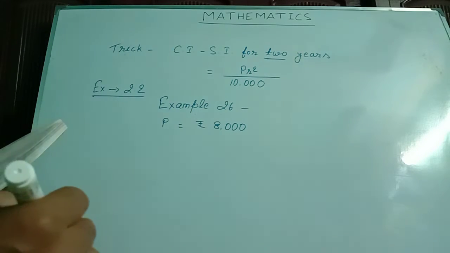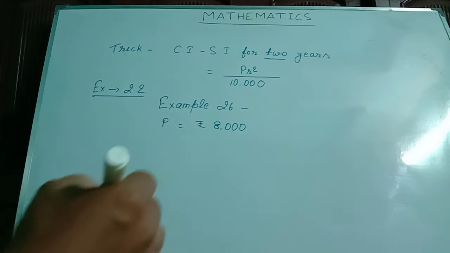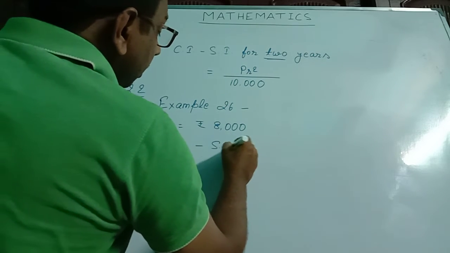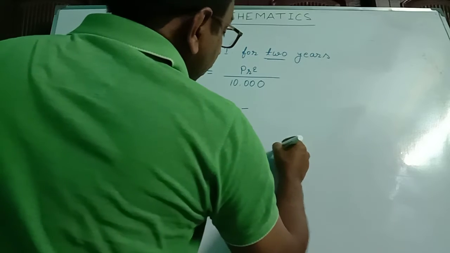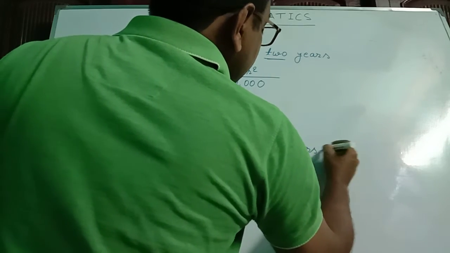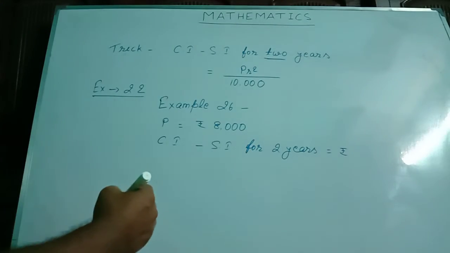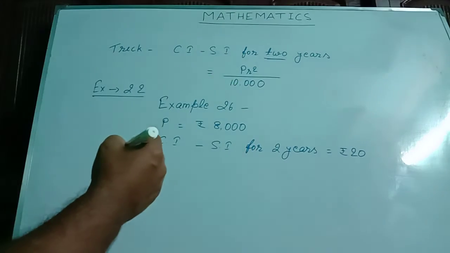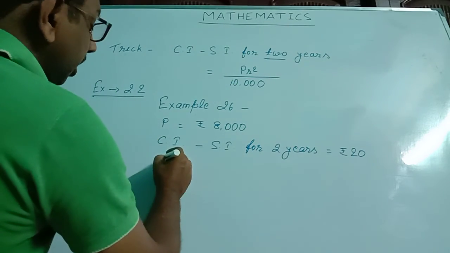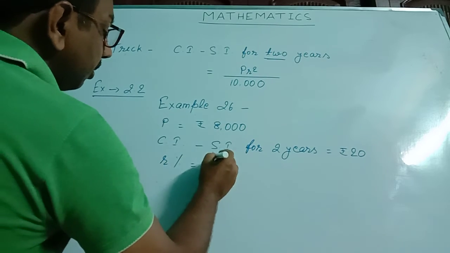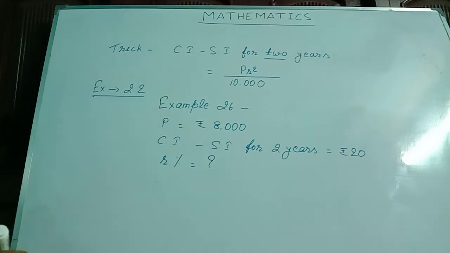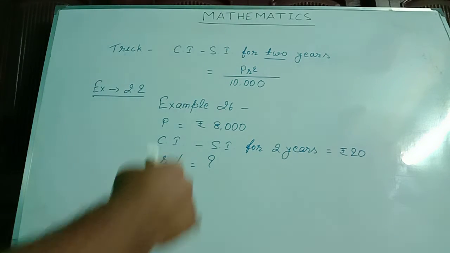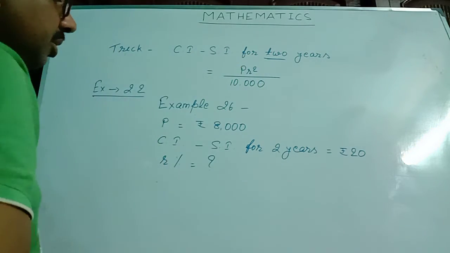And the difference between CI and SI for 2 years is rupees 20. CI minus SI for 2 years is equal to rupees 20, and we are asked to find out the rate of interest, R% equal to how much. These informations are given. Again we will use the same trick. CI minus SI for 2 years equal to PR square by 10,000.